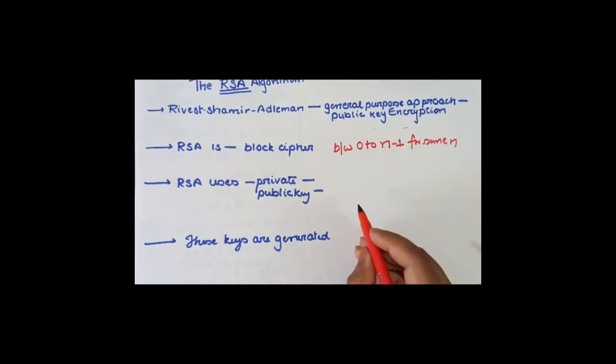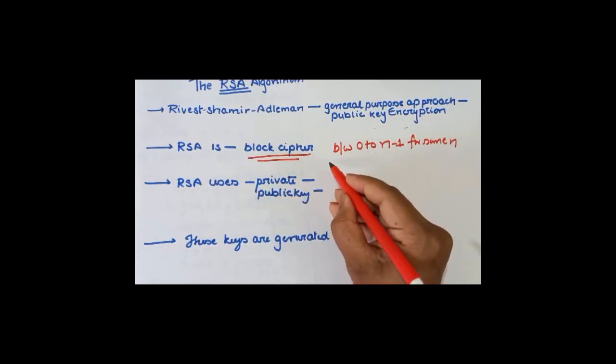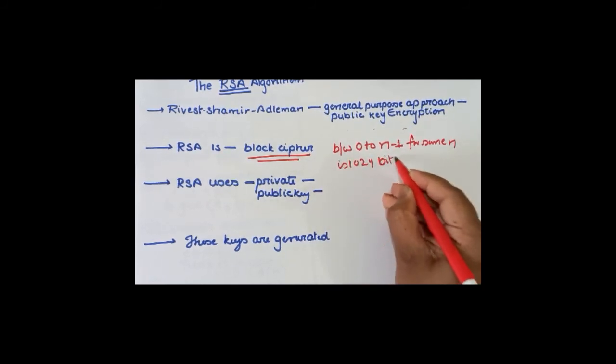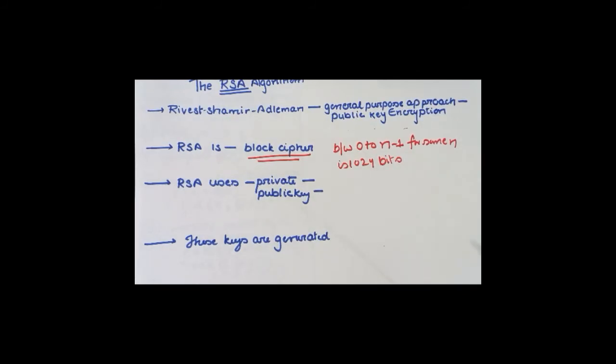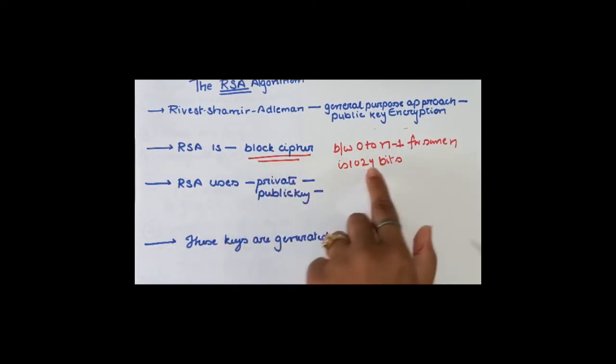Okay, so typically the size of this block is 1024 bits, right? So this is the size. Always remember that RSA is a block cipher technique and not a stream cipher technique. If you remember, block cipher technique is an encryption technique wherein block by block conversion of plain text is done into ciphertext, right? The size of the block typically is going to be 1024.